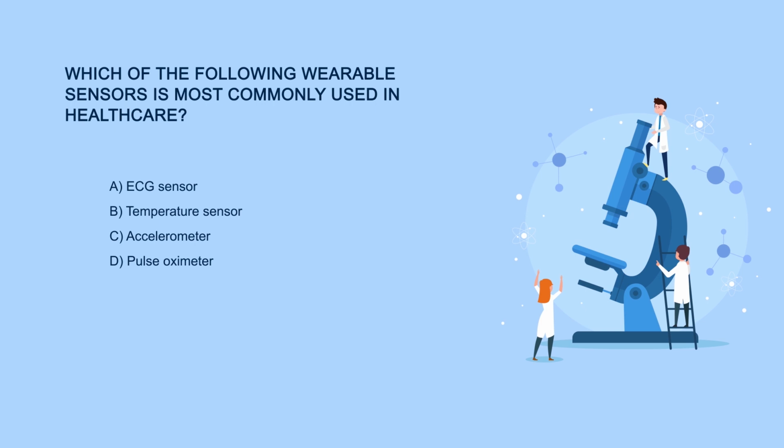The correct answer is D, pulse oximeter. It is widely used to measure oxygen saturation levels in the blood and heart rate. Now, let's officially begin our lesson on wearable sensors and devices.